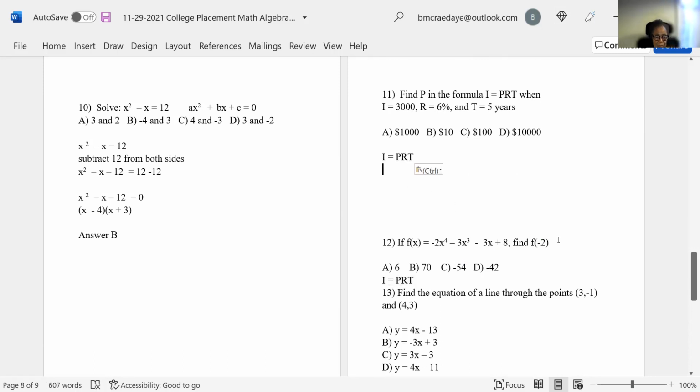The I is 3,000, and the rate, the percent, is 6%, which is 0.06, and the time is 5 years. Now, how would you solve for P? What would you do to this equation to say P equals something?